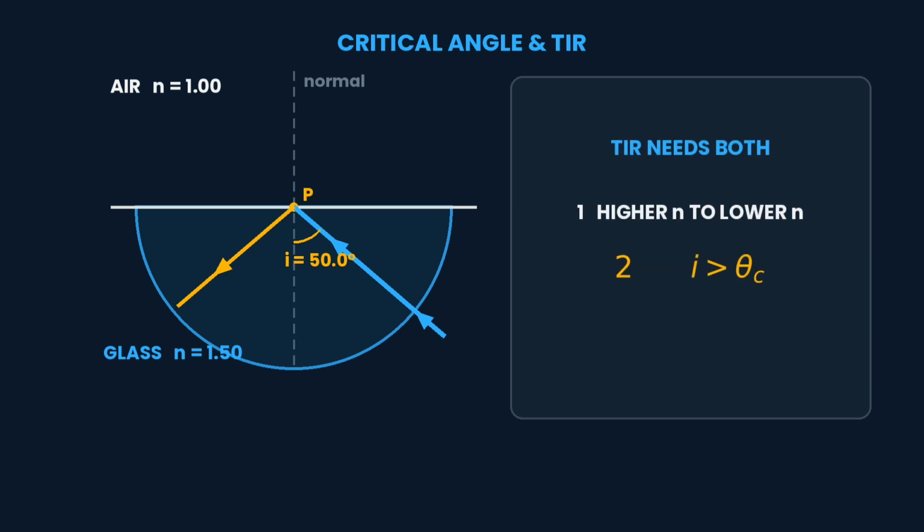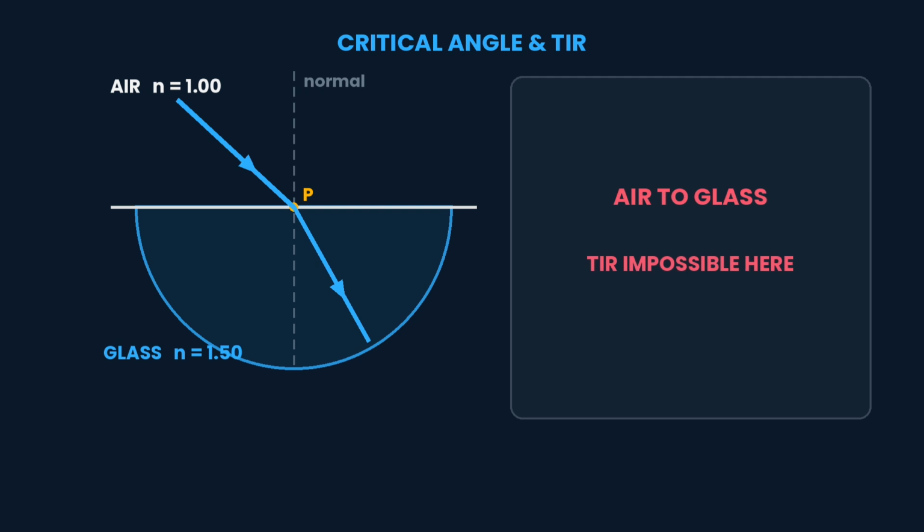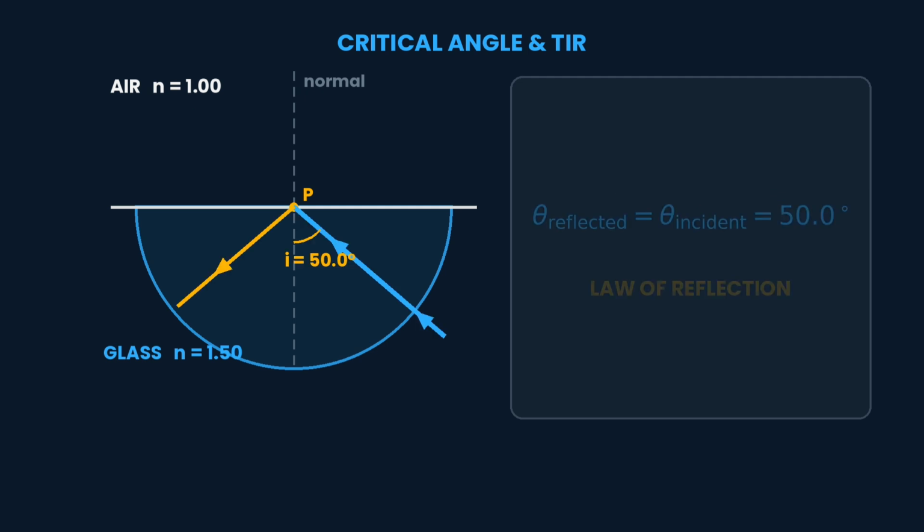Total internal reflection needs 2 conditions: travel from a higher refractive index to a lower one, and an incidence angle greater than the critical angle. Light incident from air onto glass cannot undergo total internal reflection at that boundary. The law of refraction still applies, so the reflected angle equals the incident angle.